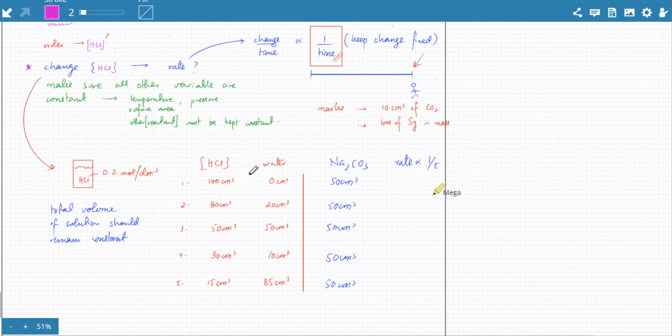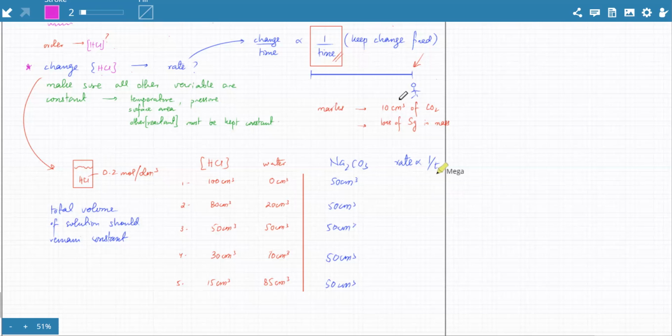The first one would probably be the fastest because it's going to be more concentrated. And now it's getting dilute. The ratio in which it's going to be diluted is going to be the same ratio in which the volume is decreasing. Like if it's a 0.2 mole per dm cube solution, this is 100% the same concentration. So your concentration calculation would be kind of easy. If it's 80 cm cube, that means 80% is now HCl and 20 cm cube is water. So the concentration would drop to 80% of this. It would become 0.16 mole per dm cube.